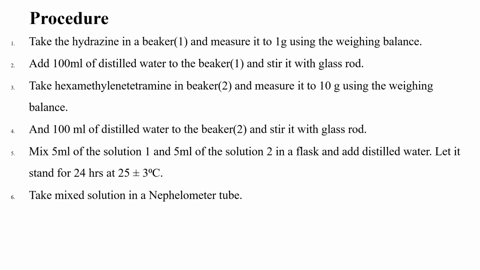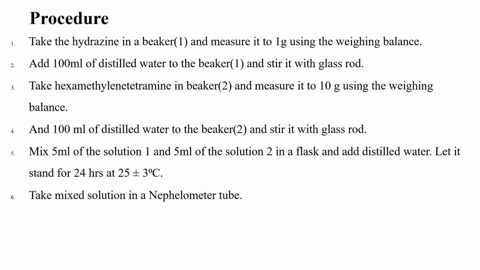So the procedure is, first of all, we need to take the hydrazine sulfate in beaker 1 and measure it to 1 gram using the weighing balance. Next we add 100 ml of distilled water to beaker 1 and stir it with the glass rod. Then in beaker 2, take hexamethylene tetramine and measure it to 10 grams using the weighing balance. Next you add 100 ml of distilled water to beaker 2 and stir it with a glass rod. So this is your solution 2.